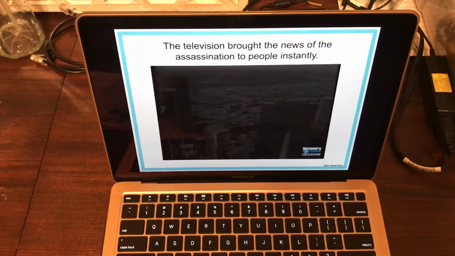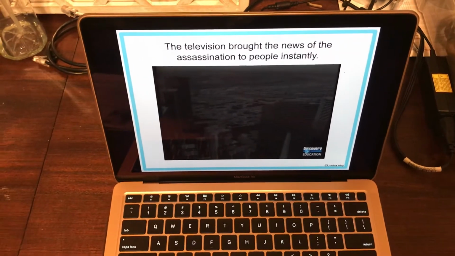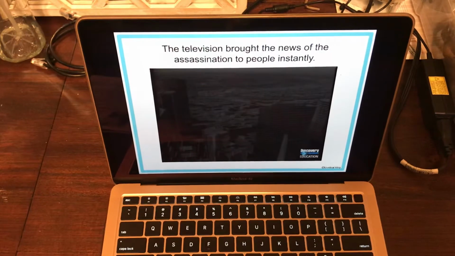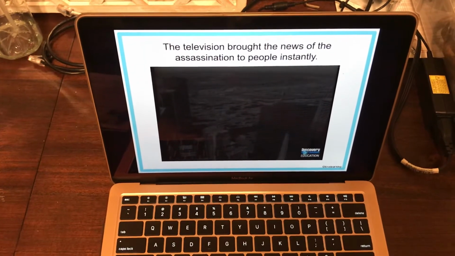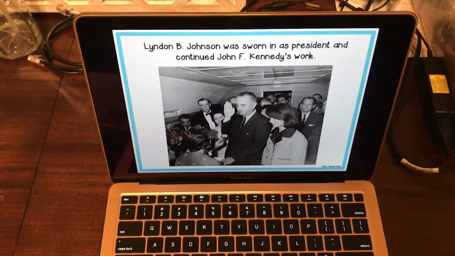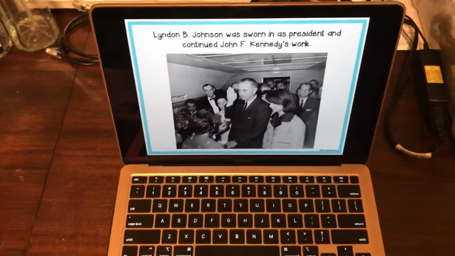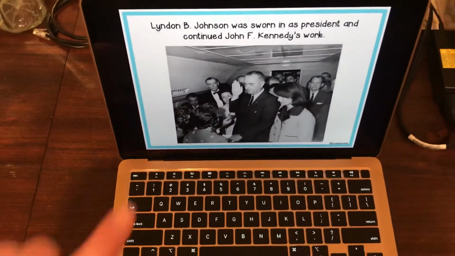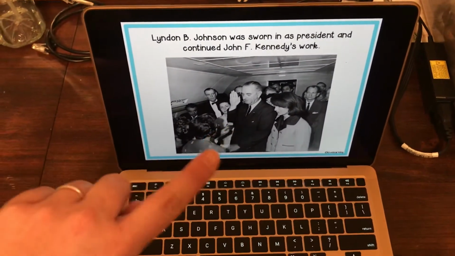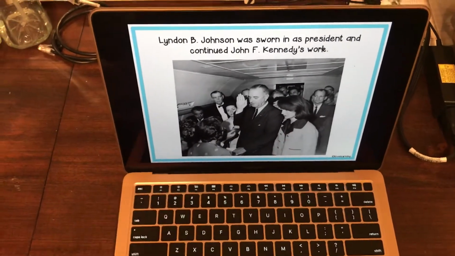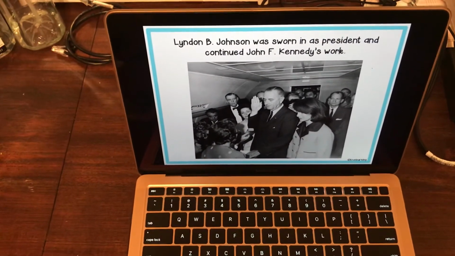And that was actually televised as well. Another huge event televised for all to see. It was something that was really making the country very difficult to live in at the time. So Lyndon B. Johnson, you can see him getting sworn in here with Jackie Kennedy, John F. Kennedy's wife, and he becomes the new president.